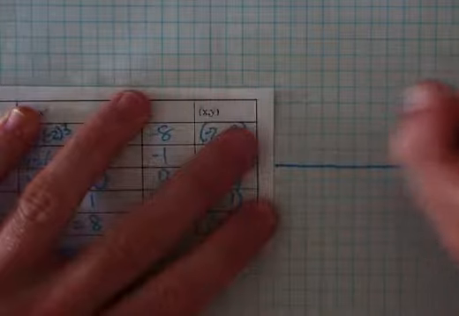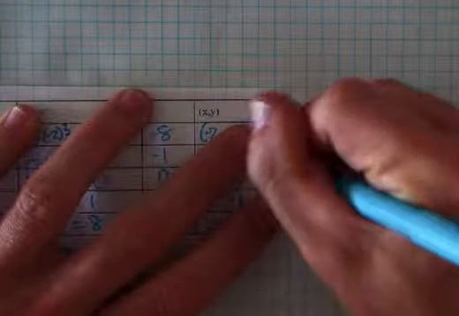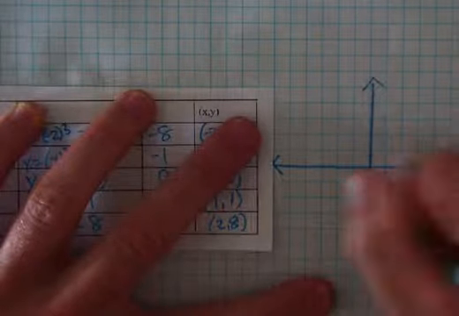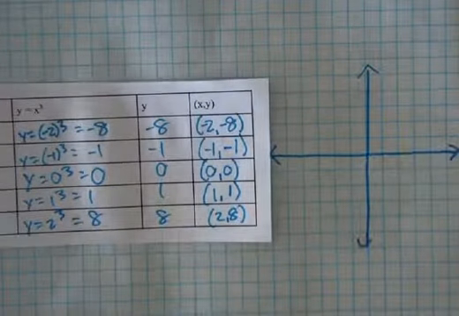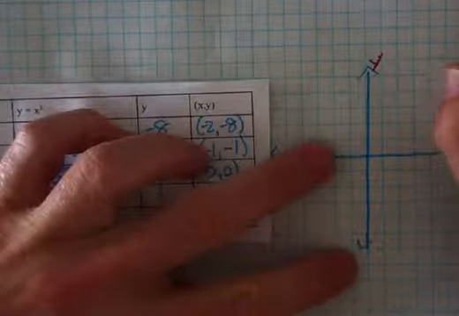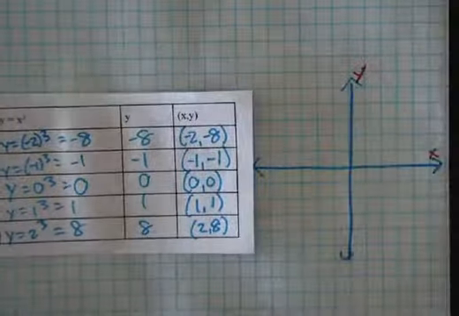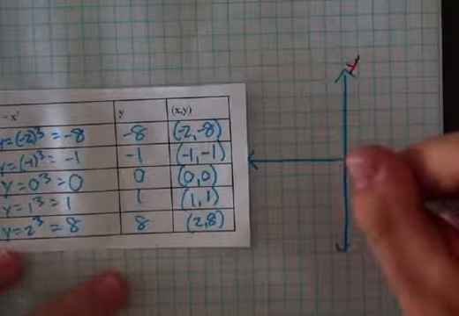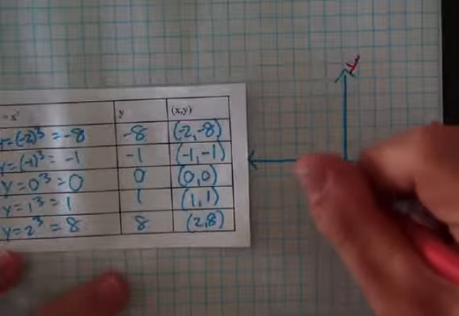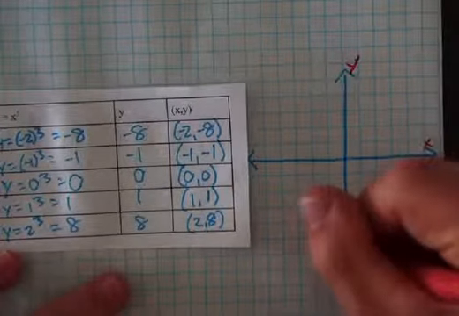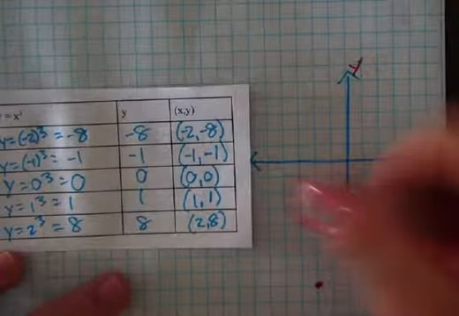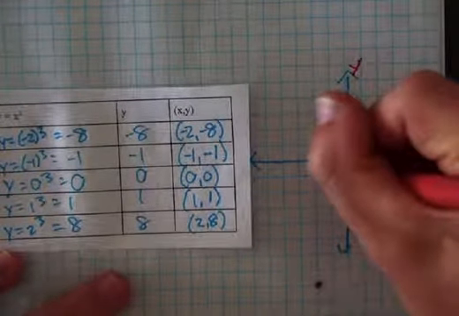This is called the cubic function, right? That's our x-axis. That's our y-axis. I'm going to go ahead and graph in red again. Our first value is negative 2, negative 8. 1, 2, 3, 4, 5, 6, 7, 8. It's way down here. Negative 1, negative 1.